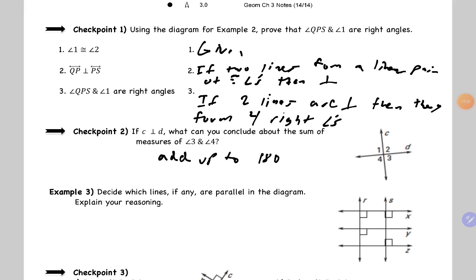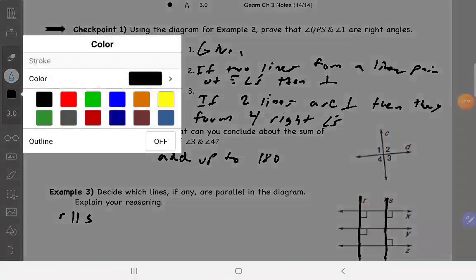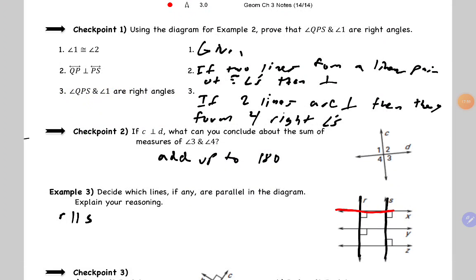Decide which lines, if any, are parallel in the diagram. So we can say R is parallel to S. If we're looking at R and S, and then we look at the transversal X, ignore all the other lines except for the 2 black ones in the red. We notice that X is perpendicular to both R and S. Therefore, R and S are parallel.